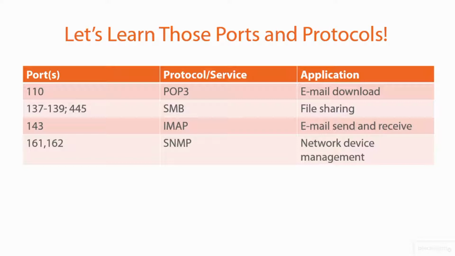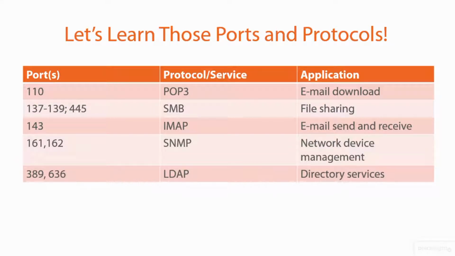161 and 162 are the Simple Network Management Protocol, or SNMP. Yes, it's commonly confused with SMNP. Those are tongue twisters. We use SNMP for network device management. The protocol is a little bit long in the tooth, but it's useful. You can perform hardware and software inventories and so forth without much additional overhead.